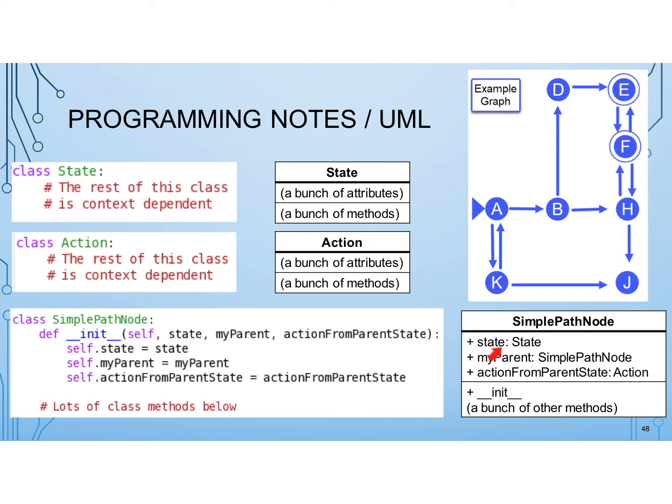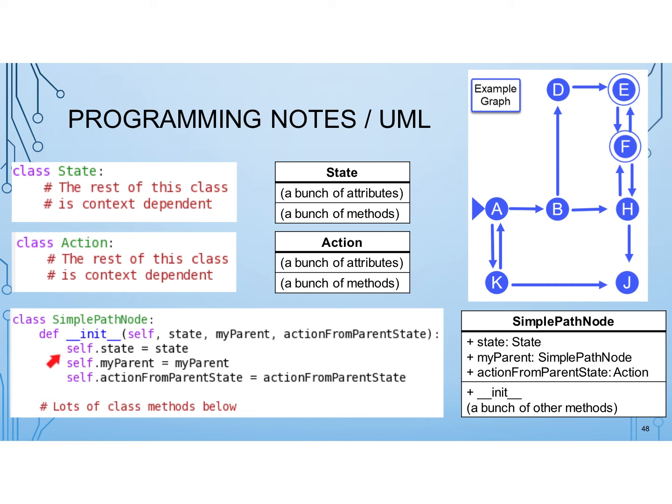Well, here, let's do it over here. A state, which is of type state, right? Or we hope it's going to be of type state. Python, of course, would let you run it with anything because Python doesn't require you to tell it what type it is, but let's just say that you actually do it correctly. So your state parameter is of type state. My parent is going to be another simple path node, and action from parent state is going to be one of these action objects, right?